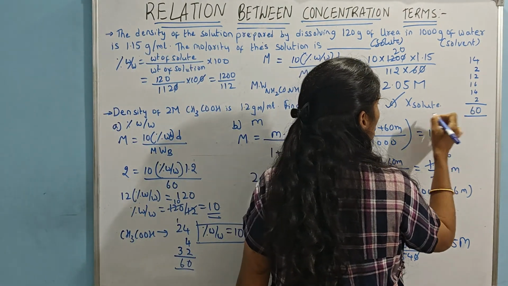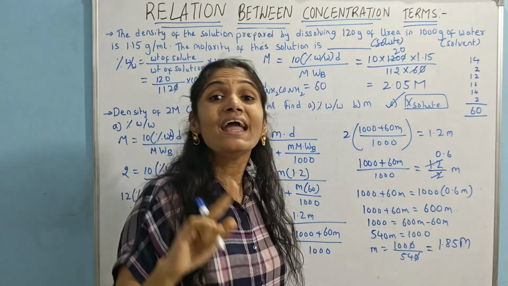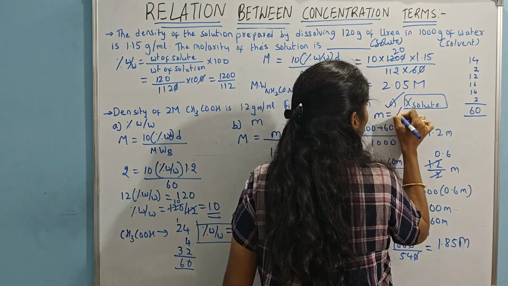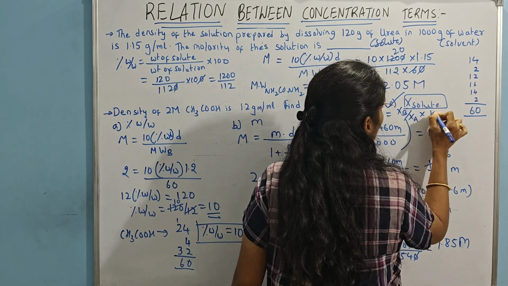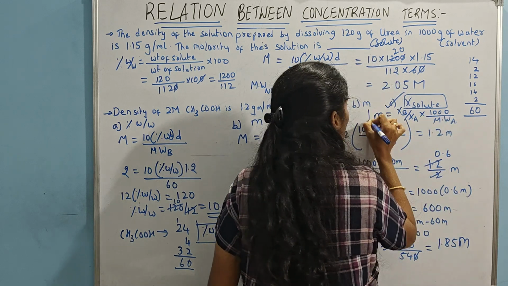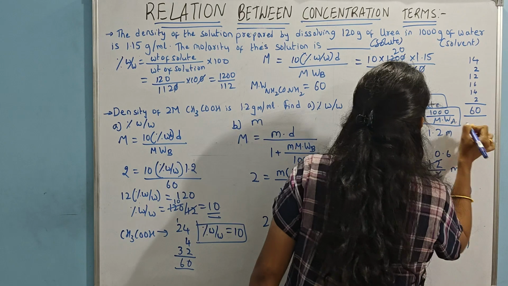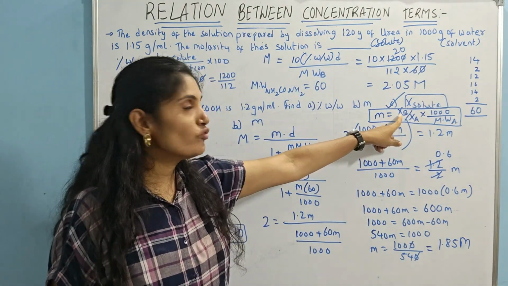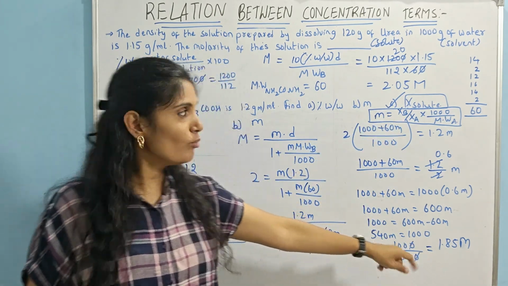What is the second relation you can use here? The relation between molality and mole fraction. What was the formula? Molality is equal to mole fraction of solute divided by mole fraction of solvent, into 1000 divided by molecular weight of A, into molecular weight of A. This formula you can use to calculate the mole fraction of solute. What is mole fraction of solute here? Chi B. You have the molality because we already have calculated the molality.